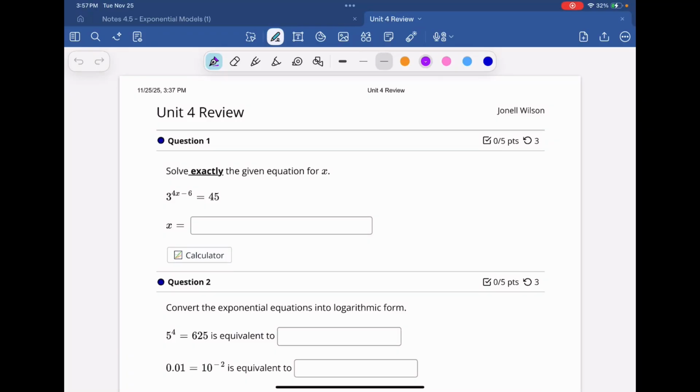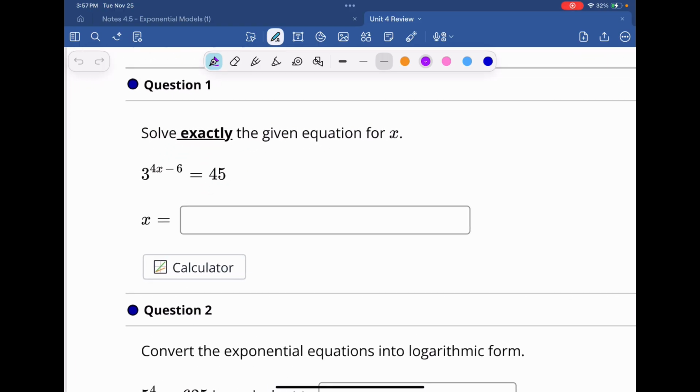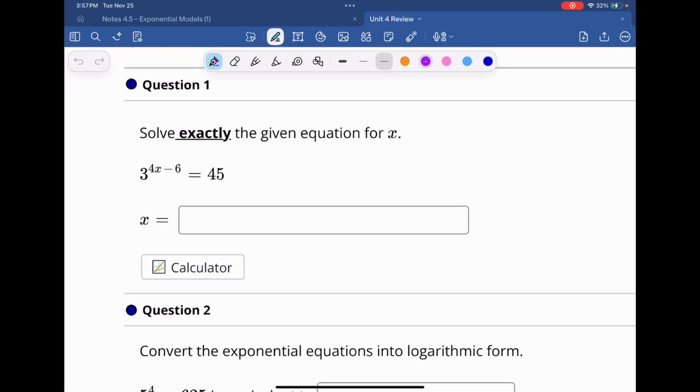All right, so I'm just making a video of the questions from the Unit 4 review. So solve exactly the equation given for x. This means they want it as an exact answer. So you're going to rewrite it as a logarithm. And you want to put that log in parentheses because you're going to work around it. You're going to add 6 to both sides. And then divide both sides by 4.